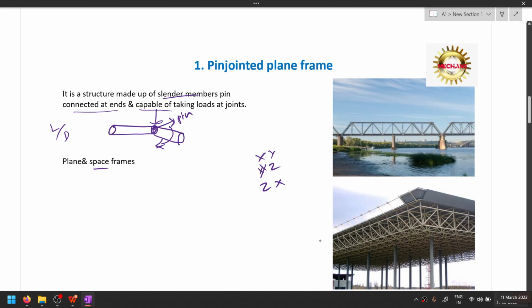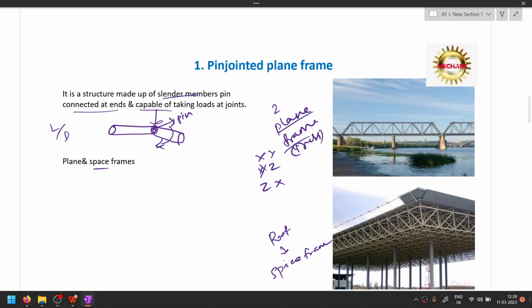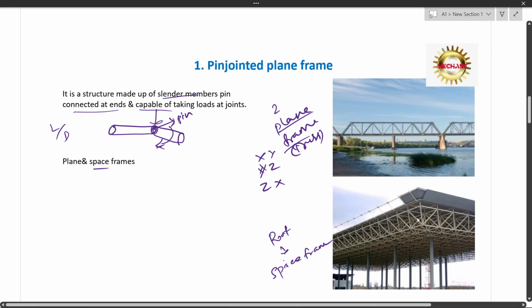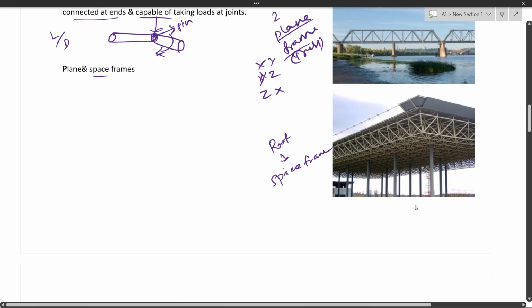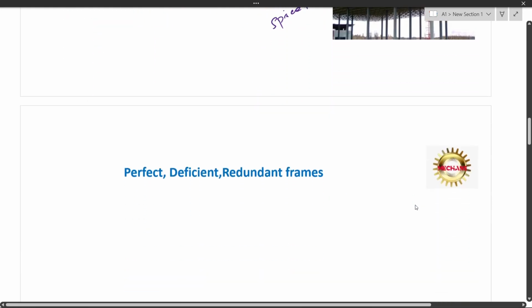Like in this roof, you can see that this is an example of a space frame. And if you see this bridge, it's made up of two plane frames. A plane frame has another name, we call it a truss also. So this bridge is made up of a plane frame, and this roof is an example of a space frame.